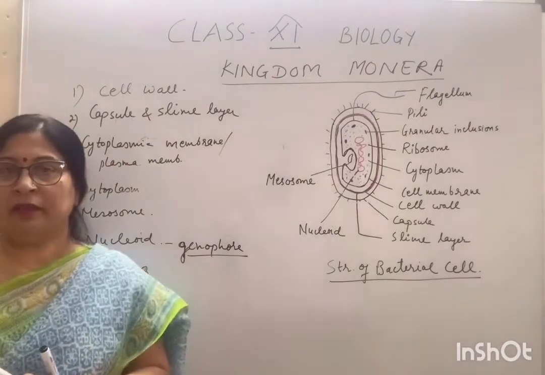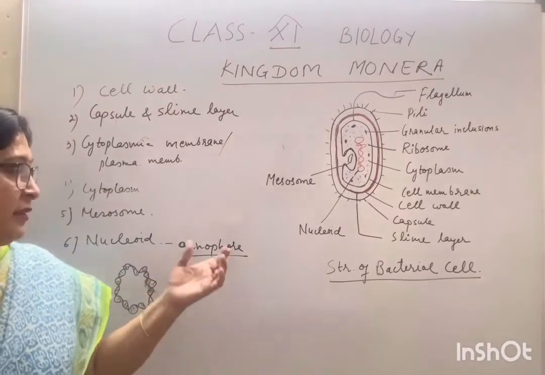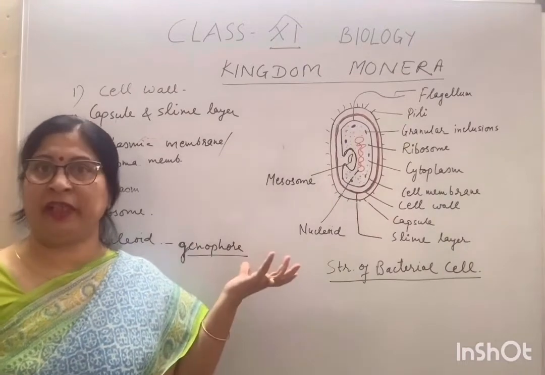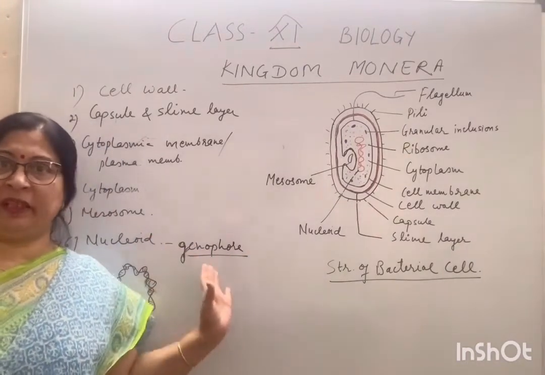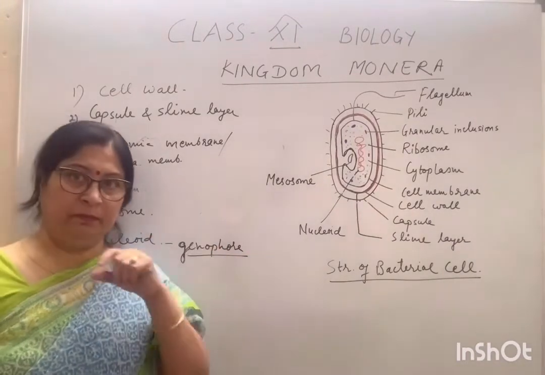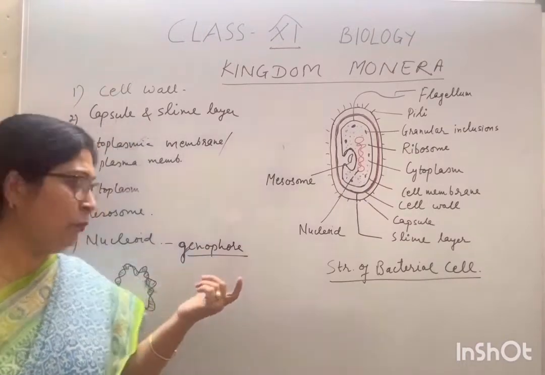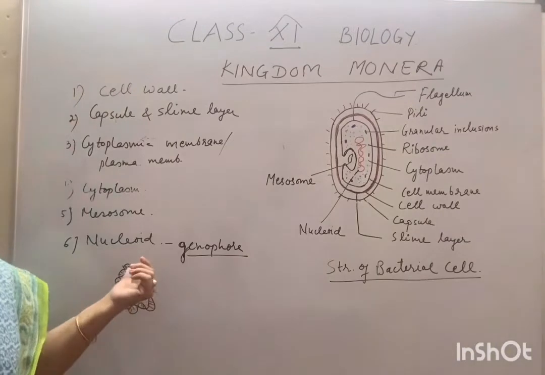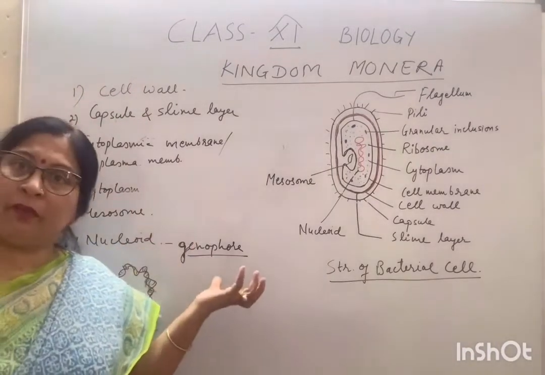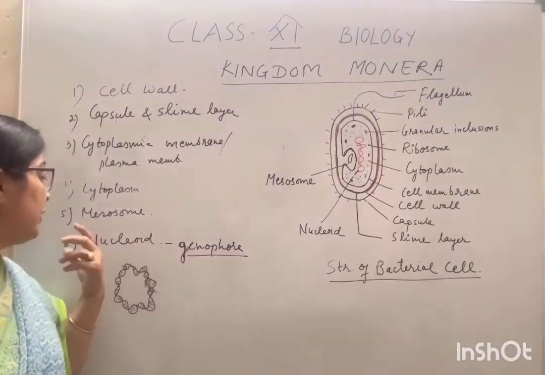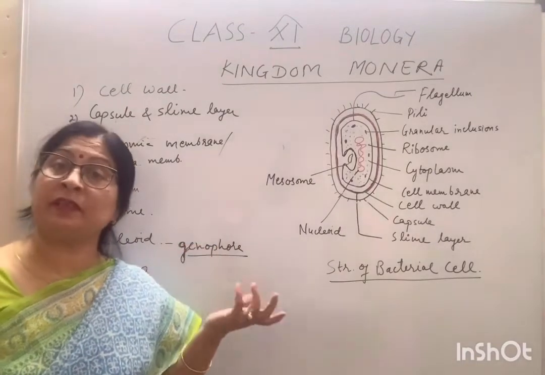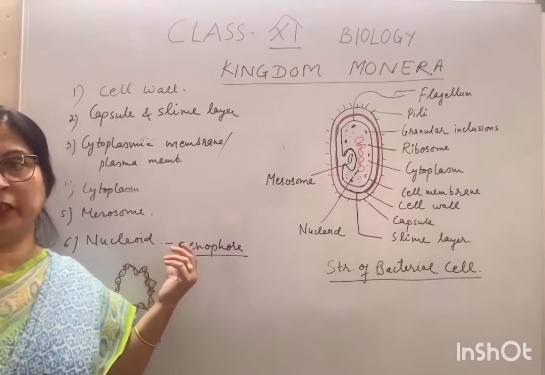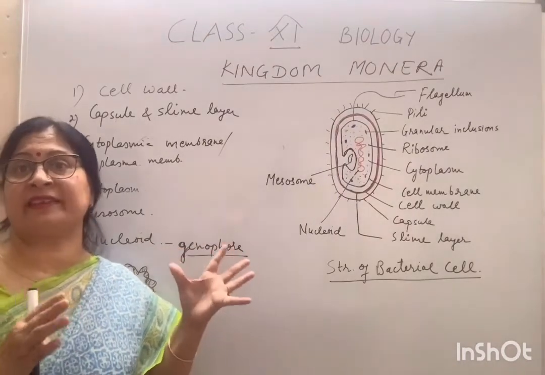And nucleoid, sorry, the DNA is naked, it is irregular in shape, and the genetic material is known as genophore. The genome, you can see, it is a double stranded DNA. Now what is the function of this nucleoid? It helps in the replication and transcription of DNA, in which enzymes act as a catalyst.